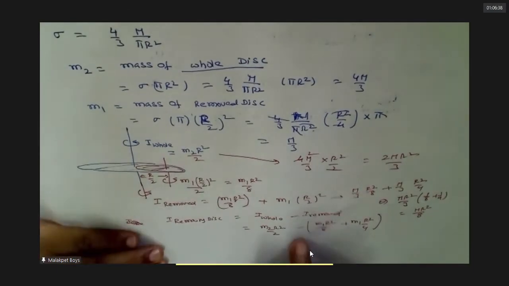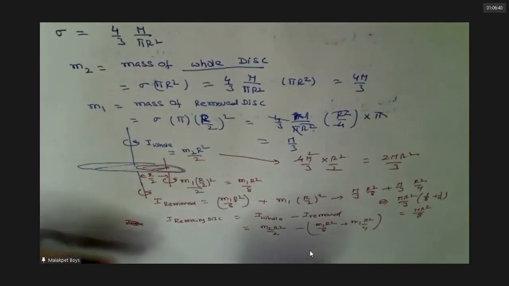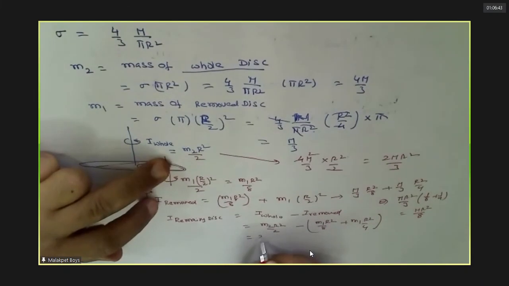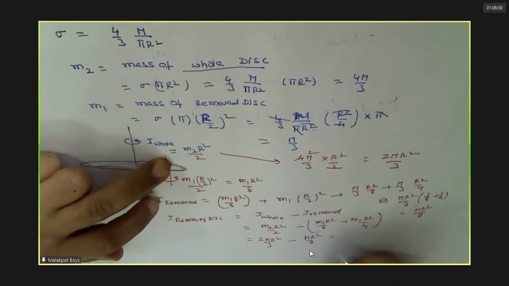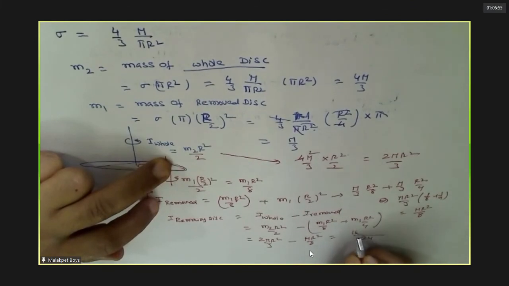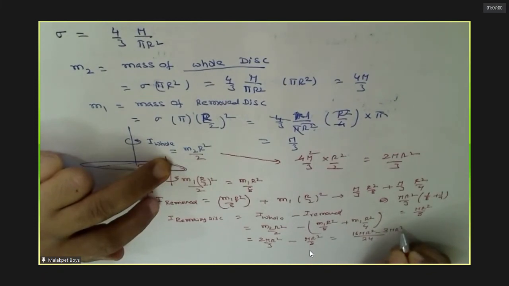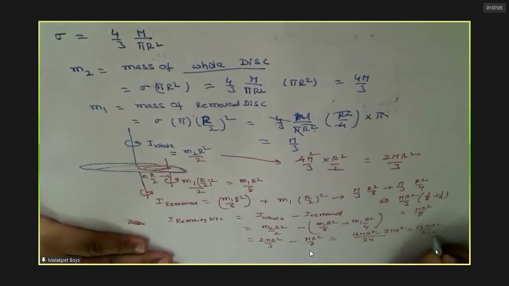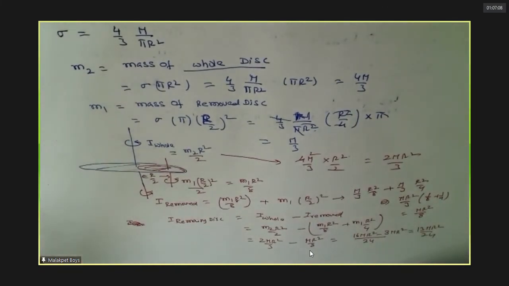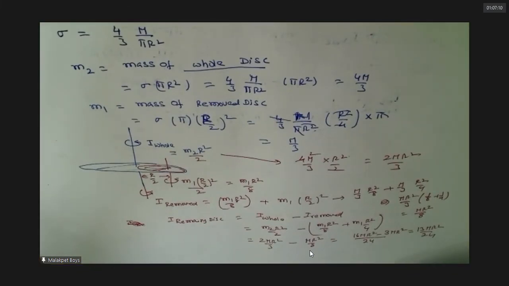Yes, sir. Now substitute this. M2 R square by 2, 2 M R square by 3 you got. This whole thing is M R square by 8. 16 M R square minus... correct only. How much are you getting? Previously also we got the same thing, no? 21, yes, sir.